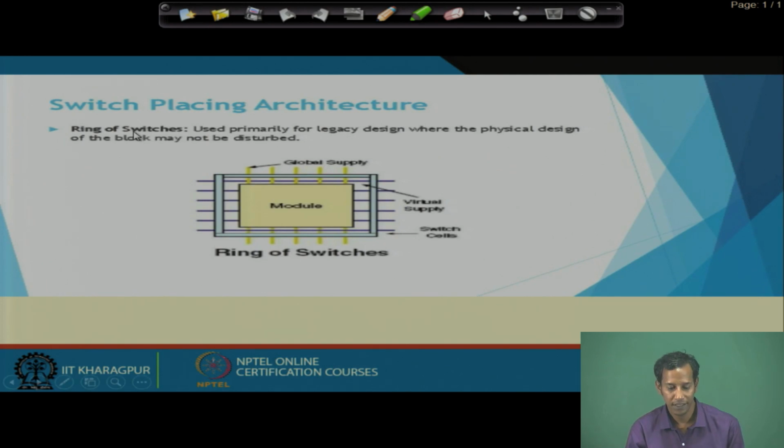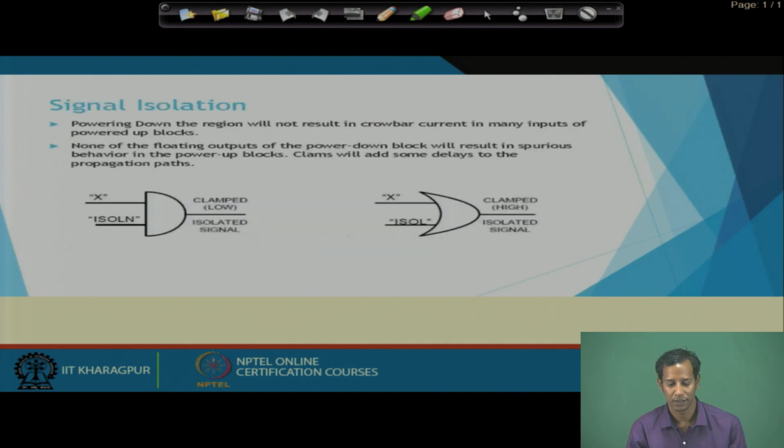Then the switch placing architecture: how can we place the switch? You can create the ring of switches by putting them vertically as well as horizontally. The horizontal line will be the virtual supply and this is the global supply, and in between them, in between the standard cells, you can place the corresponding switch cell. So, a smaller switch cell gives very good reduction in the leakage.